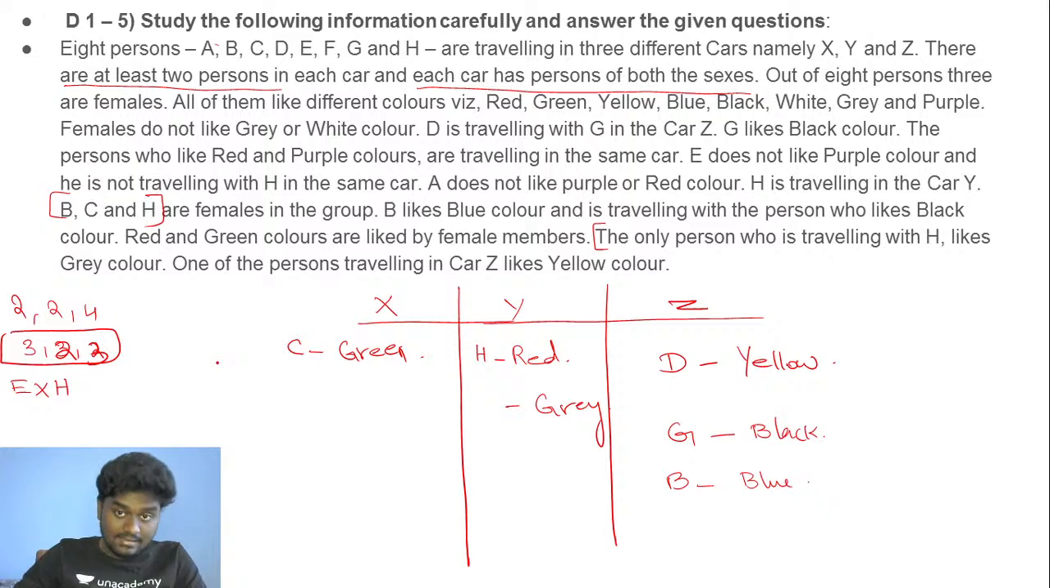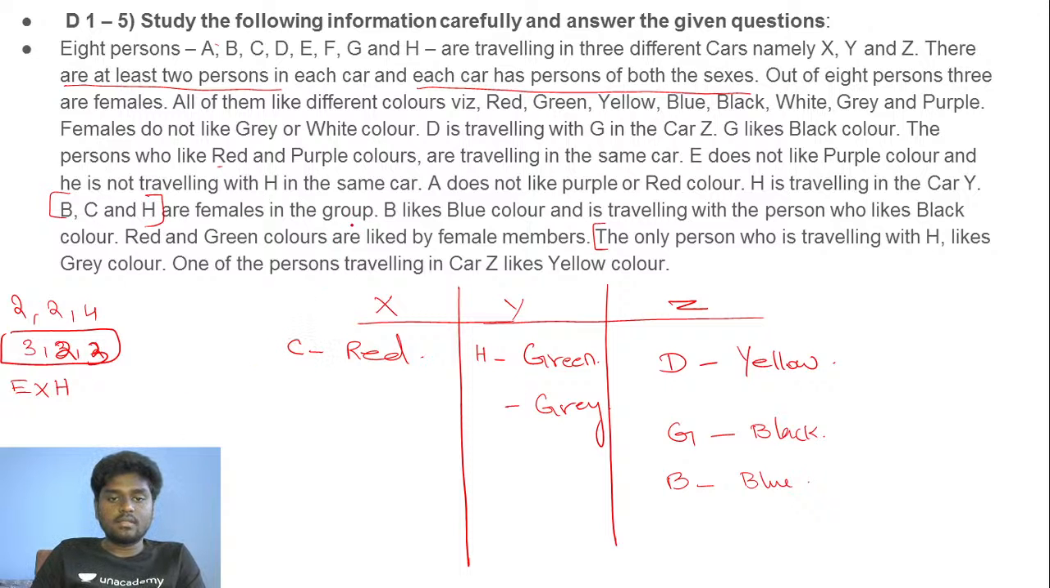Right? And let's again go and revisit the clues here. Listen. D is traveling with the G in the car Z. Okay. G likes black. We did that. And the person who likes red and purple are traveling in the same car. So definitely, then what I can simply do when it comes to H and C, I need to replace the other triangle. Why? Because this has to be red and this has to be green. That's it.